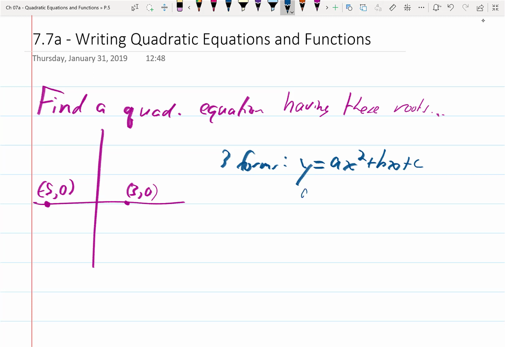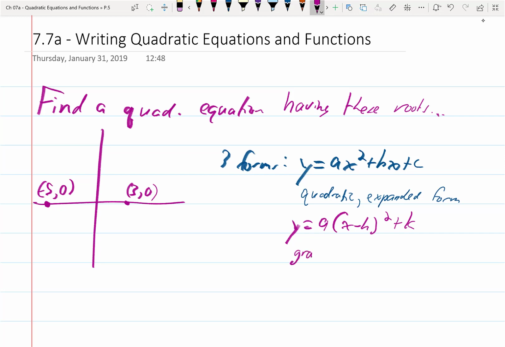Quadratic form. I'm going to give everything a second name, because we like two names. This is quadratic or expanded form. The expanded just means everything is multiplied out, like terms are added, and you just have a series of terms here. What's the second form I could do? Graphing. y equals a times (x minus h) squared plus k. This is graphing form.